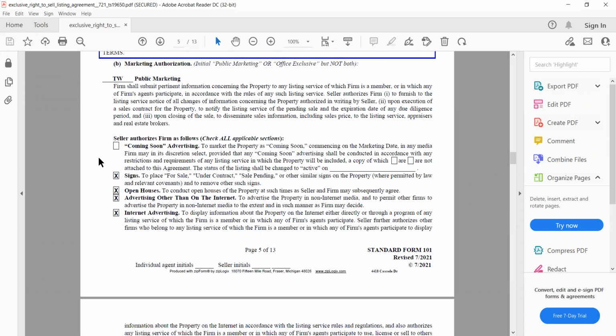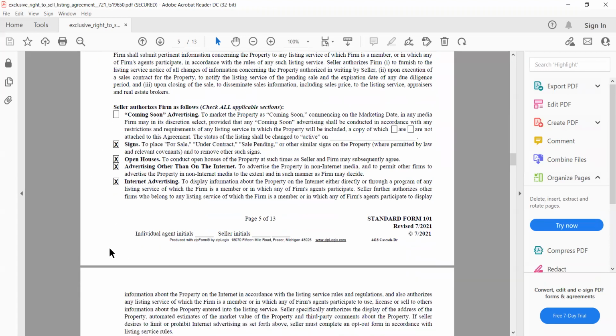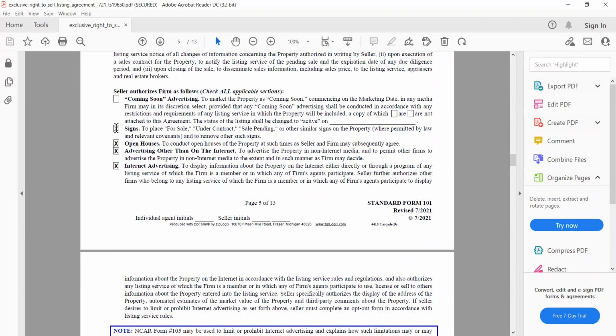Make sure you have your conversation. So if it's a coming soon, that first box, coming soon advertising, has to be checked. If not, leave it unchecked. If you're putting a sign in the yard, we need this checked. Look, this is CYA for you and our firm, okay? This is the seller or the client saying, hey, this is what I'm hiring you to do. If you're going to have an open house, have this box checked, get that permission.